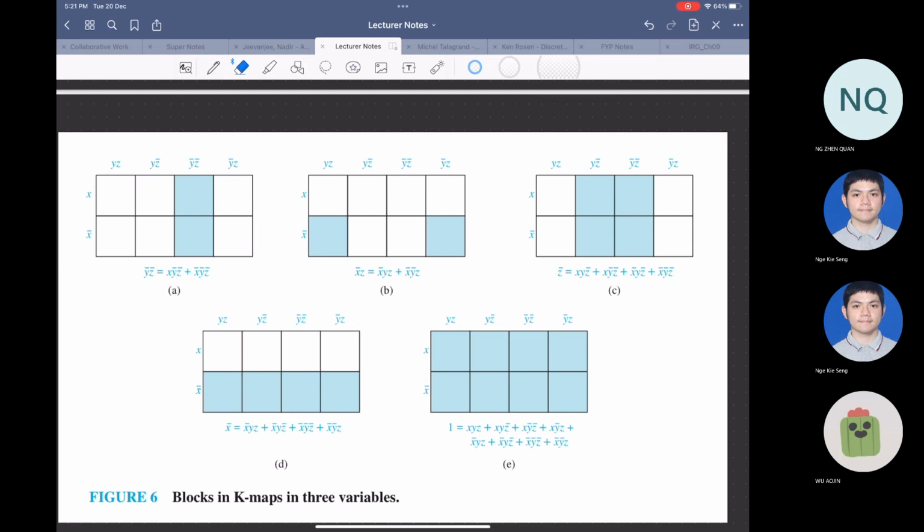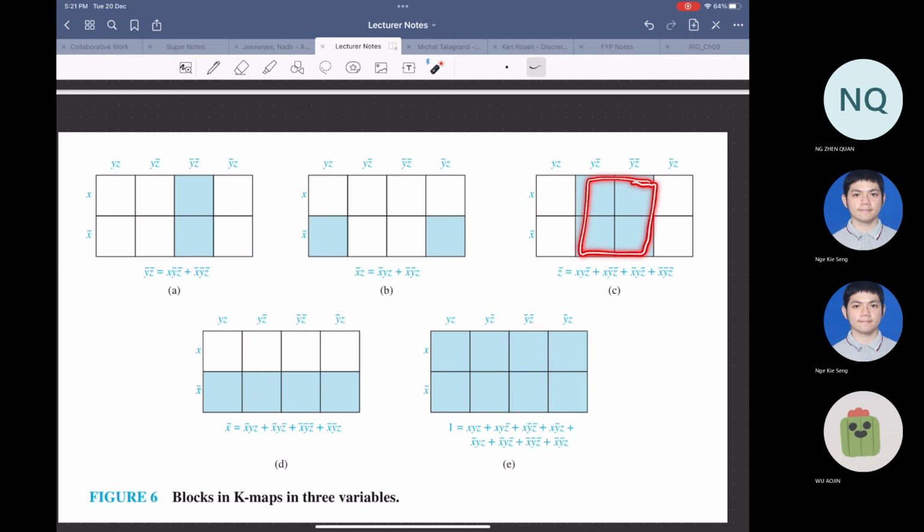Okay. So in this 3 variables map, you can see that we can combine the 2 cells like this or like that. Okay. So when you combine the 2 cells, you will be left with a product of 2 literals. So you reduce by 1. Like just now, 2 literals become 1 literal. Okay. Now 3 literals become 2 literals.